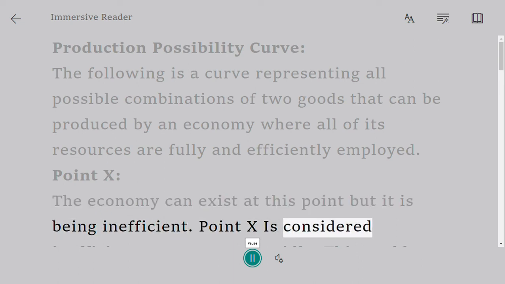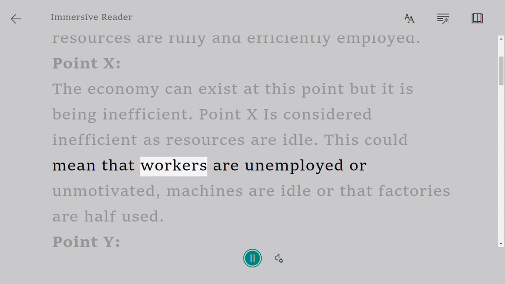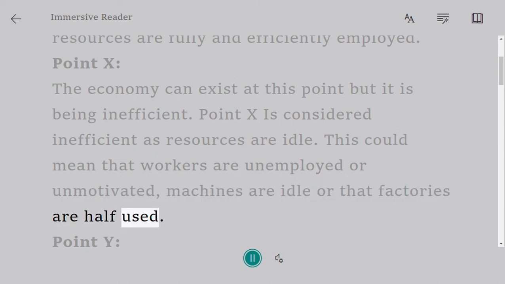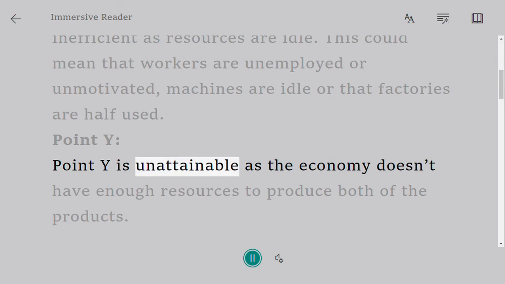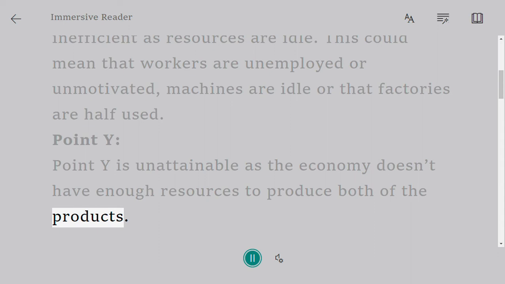Point X is considered inefficient as resources are idle. This could mean that workers are unemployed or unmotivated, machines are idle, or that factories are half-used. Point Y. Point Y is unattainable as the economy doesn't have enough resources to produce both of the products.